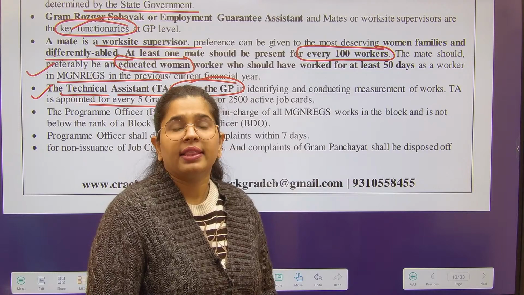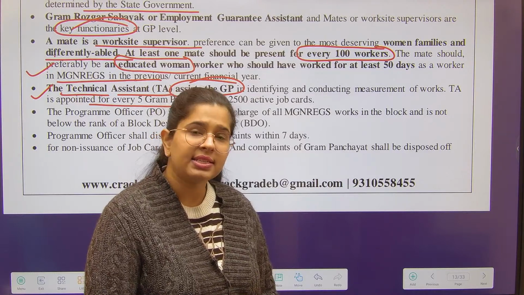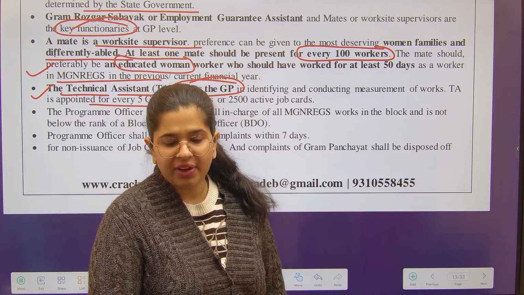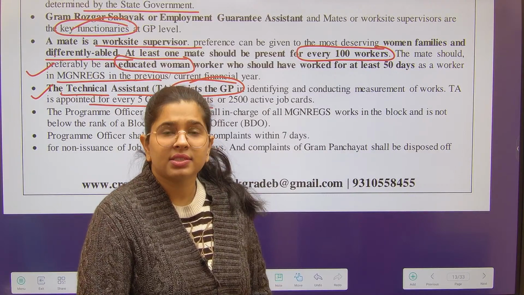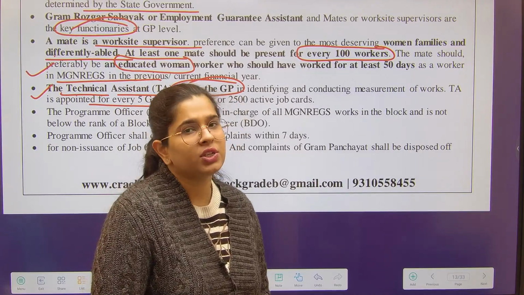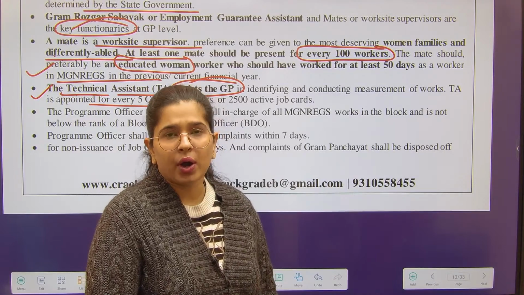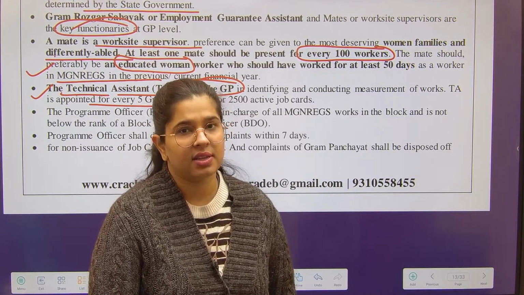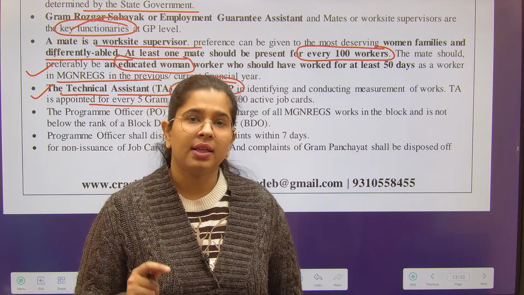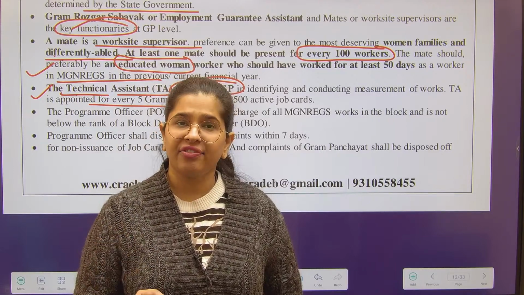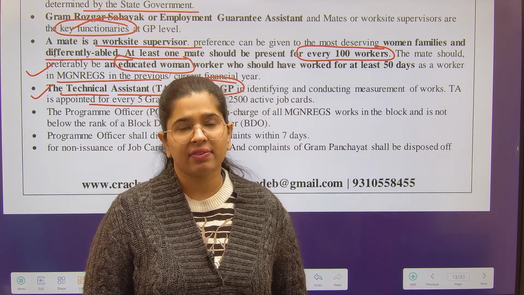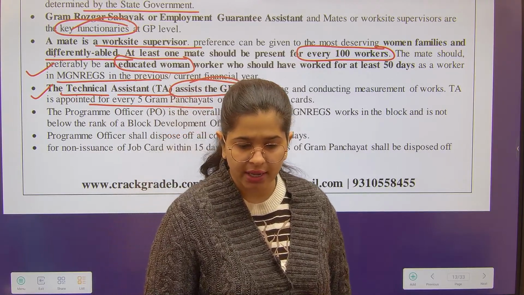Suppose there are 3 panchayats and these 3 panchayats have a total of 2500 job cards. Job card means 2500 people are there who have sought a job under MGNREGA in the 3 Gram Panchayats. So this particular technical associate will be employed for these 3 Gram Panchayats as well. So for 5 there is just one technical associate, but this associate can be employed if there are more than 2500 job cards. That means more than 2500 people are seeking a job in that particular area.